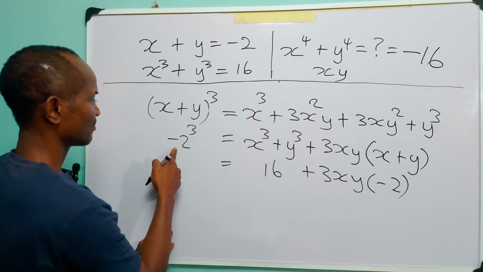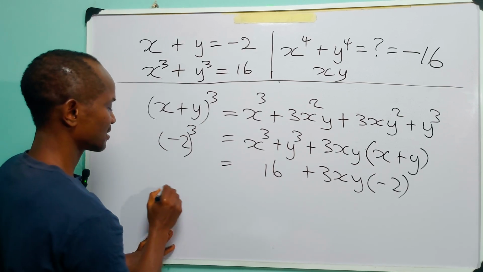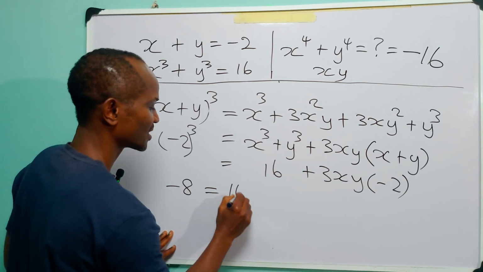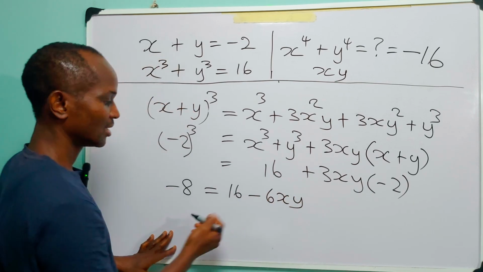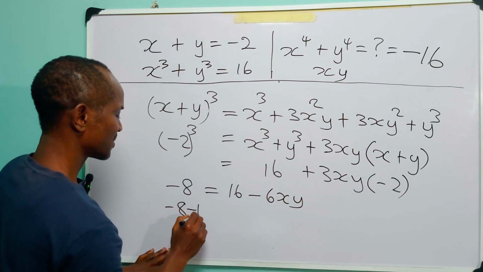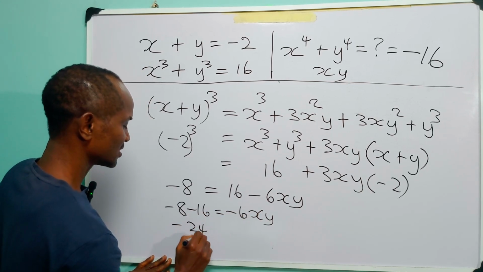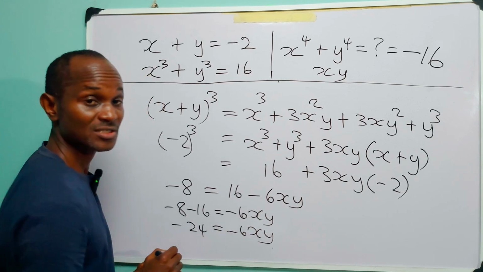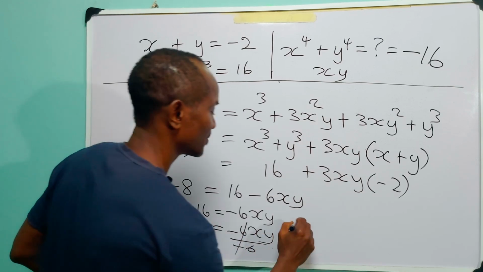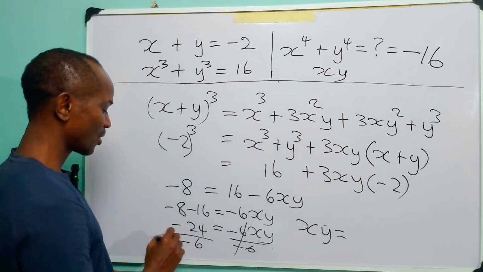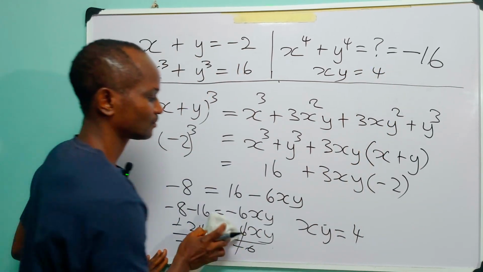So we have that, very important, minus 2 raised to power 3 is minus 8, is equal to 16 minus 2 times 3 is minus 6xy. We have that minus 8 minus 16 is equal to minus 6xy. We have that minus 24 is equal to minus 6xy. Dividing both sides by minus 6, this takes care of that, and we have that xy is equal to 4.